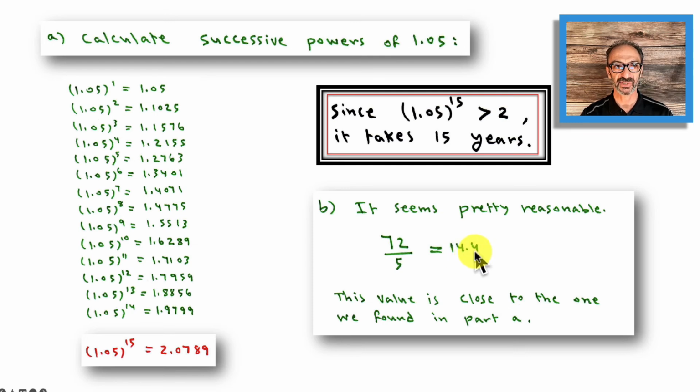So to summarize, it seems pretty reasonable that 72 over 5, which is 14.4, is close to the one that we found in part A. In part A, we found that the least number of years is 15, but if you don't have the time to keep trying and don't want to use advanced math, 72 over 5 will get you an approximate number of years to double your money. That should do it.